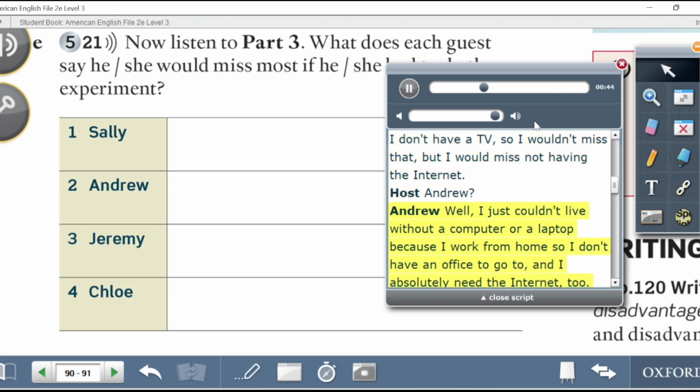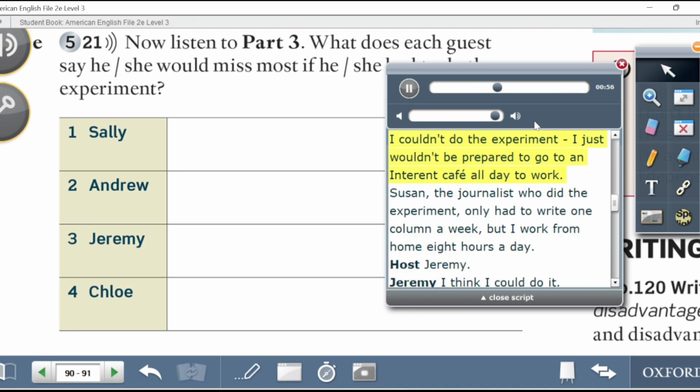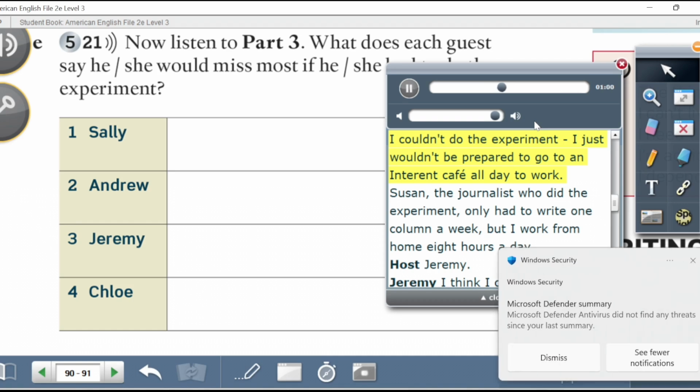Well, I just couldn't live without a computer or a laptop because I work from home, so I don't have an office to go to. And I absolutely need the internet too. I couldn't do the experiment. I just wouldn't be prepared to go to an internet cafe all day to work.